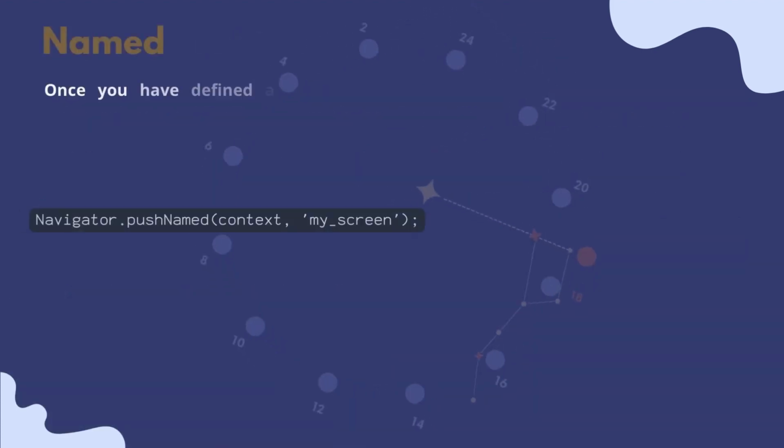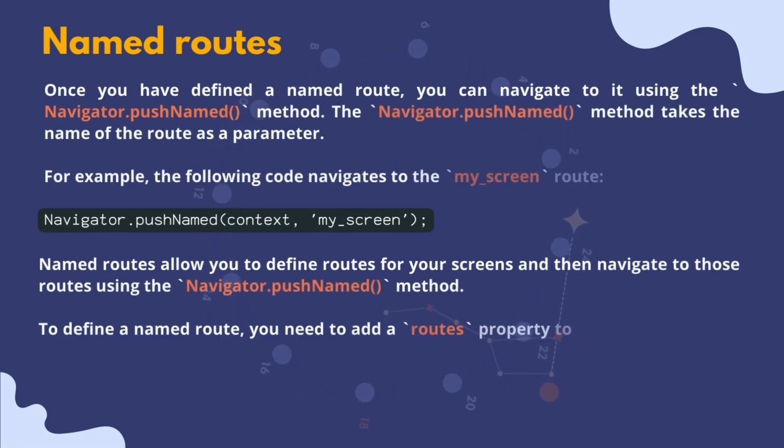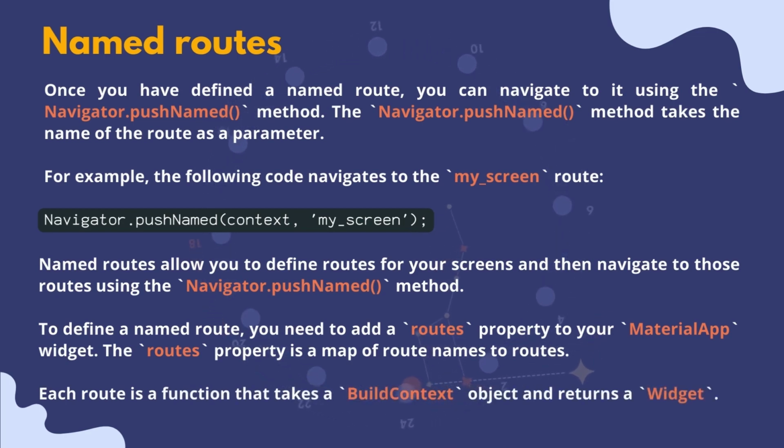Once you have defined a named route, you can navigate to it using the Navigator.pushNamed method. The Navigator.pushNamed method takes the name of the route as a parameter. For example, the following code navigates to the my_screen route. Navigator.pushNamed(context, my_screen). Named routes allow you to define routes for your screens and then navigate to those routes using the Navigator.pushNamed method. To define a named route, you need to add a routes property to your MaterialApp widget.